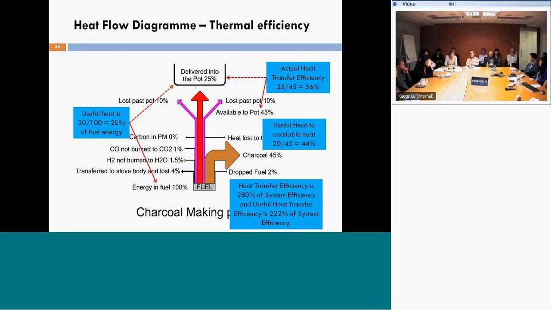Another area that they focused on was a holistic approach in terms of improving the kitchen itself. So it's not just the stove, but ventilation issues and the kitchen design as well are important if you want to have an impact.